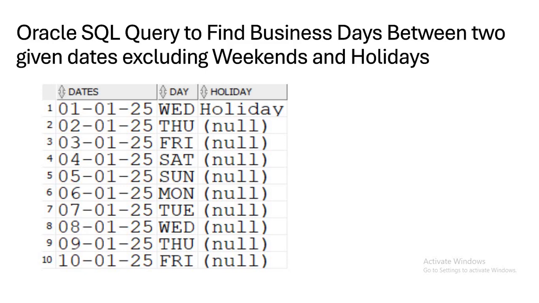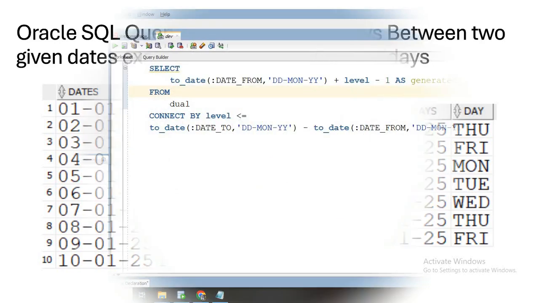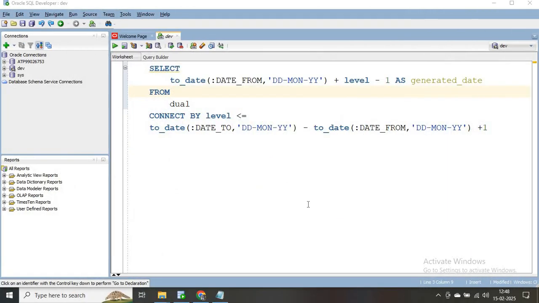Here in this list, you can see we have a total of 10 days. Out of those 10 days, we have one holiday and we have Saturday and Sunday. So we have to exclude these. In our output, we'll have 7 days, which are business days. Now we'll see the query to get our desired output.